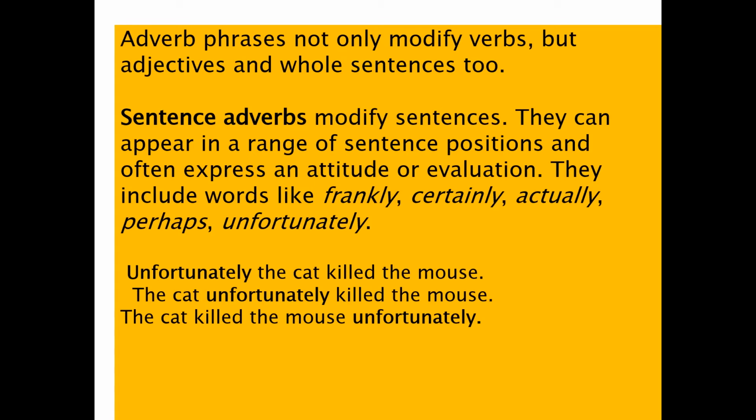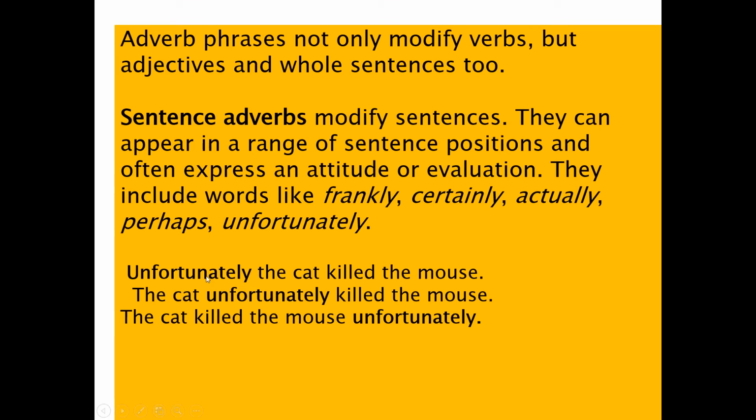If the adverb comes initially, then, not all of them, it can be replaced by it plus verb to be plus an adjective. So if I say here, unfortunately, the cat killed the mouse, we need to have a comma here. It is unfortunate that the cat killed the mouse. But if it comes finally, I cannot say the cat killed the mouse, it is unfortunate. No, I can't say this. Unfortunately, the cat killed the mouse.